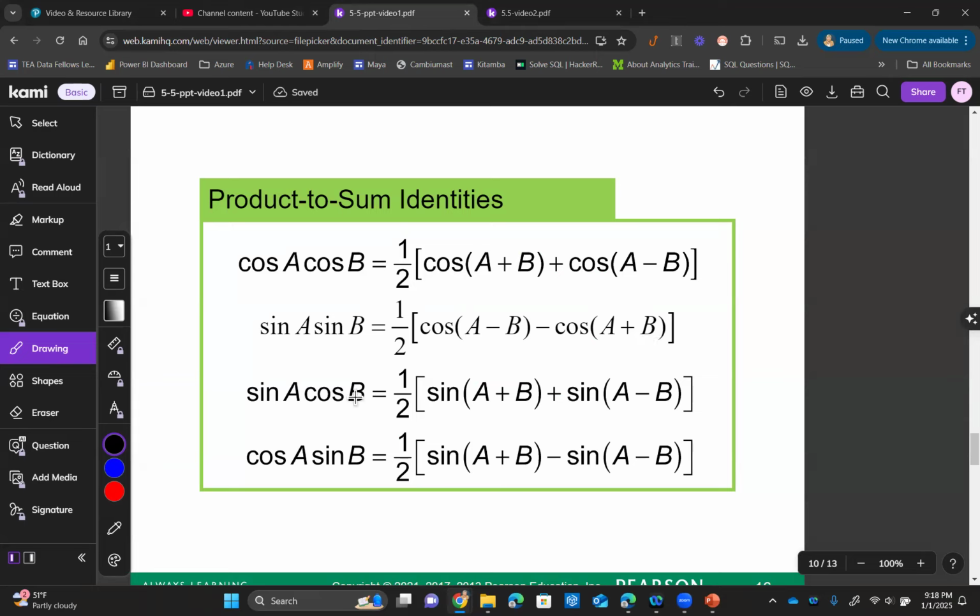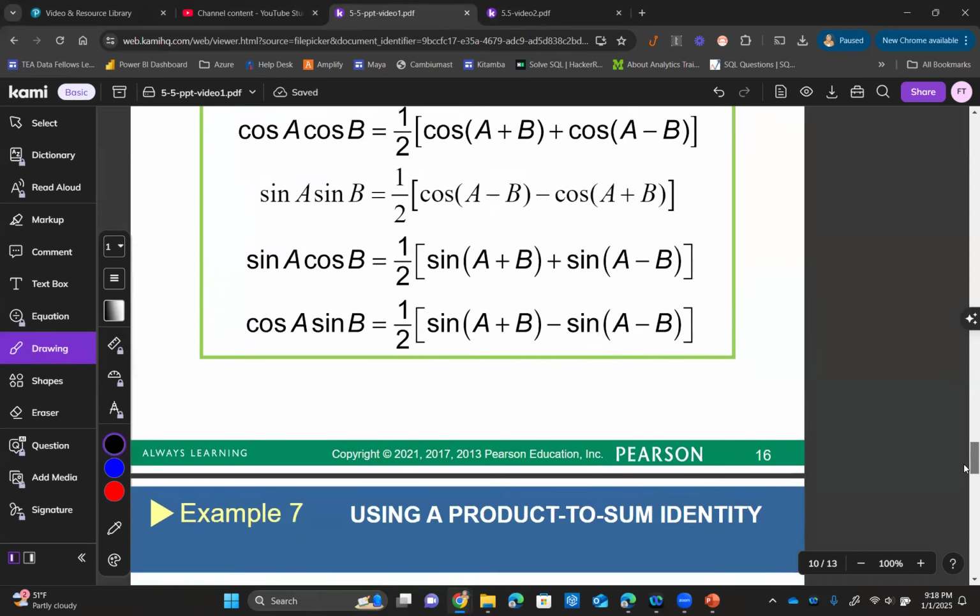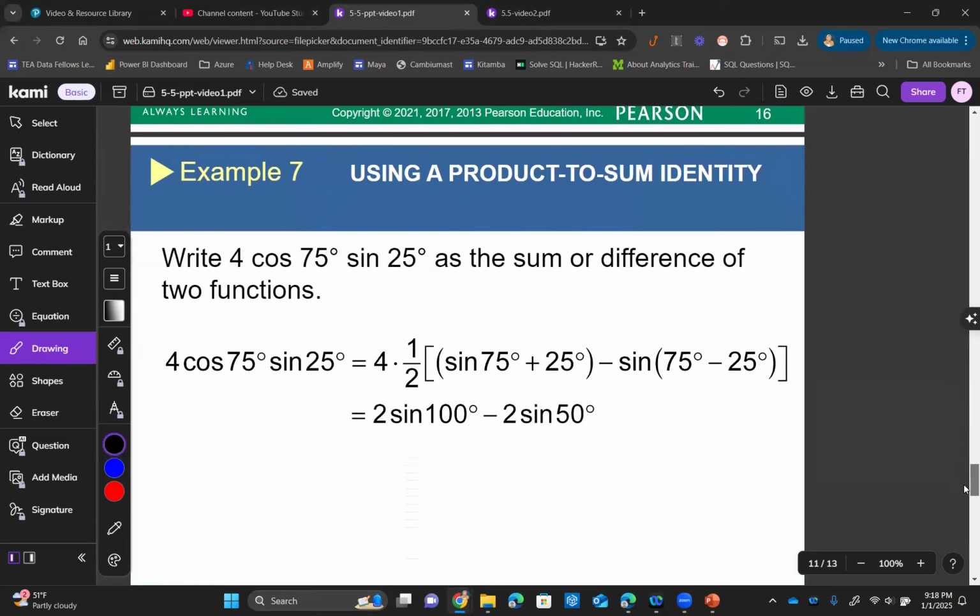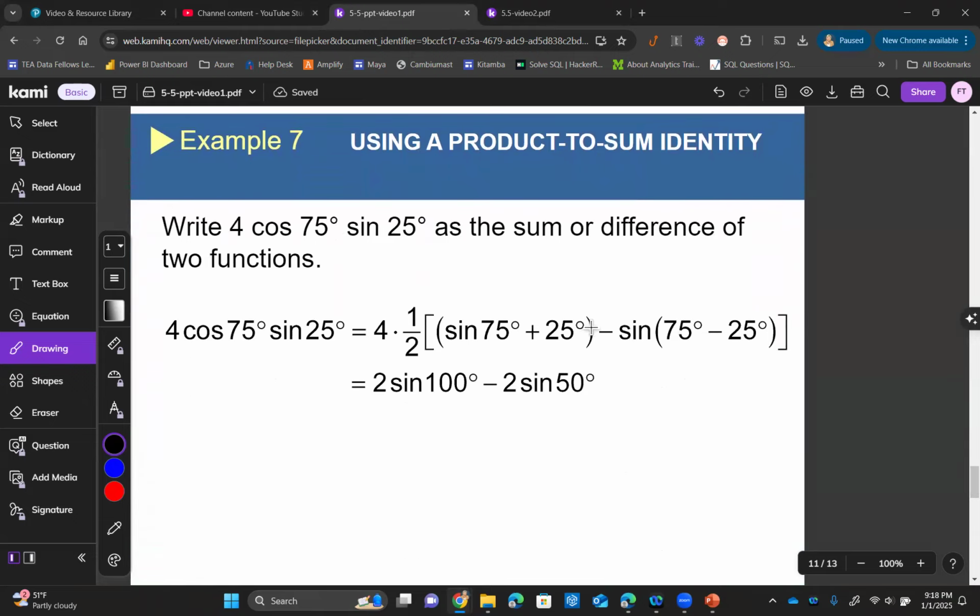Then you have sine A times cosine B and cosine A times sine B. They will give us some relationship with sines. So this chart, you are very welcome to use them on a piece of paper and use them on the problems to find the answer. So this is what the question is going to look like.